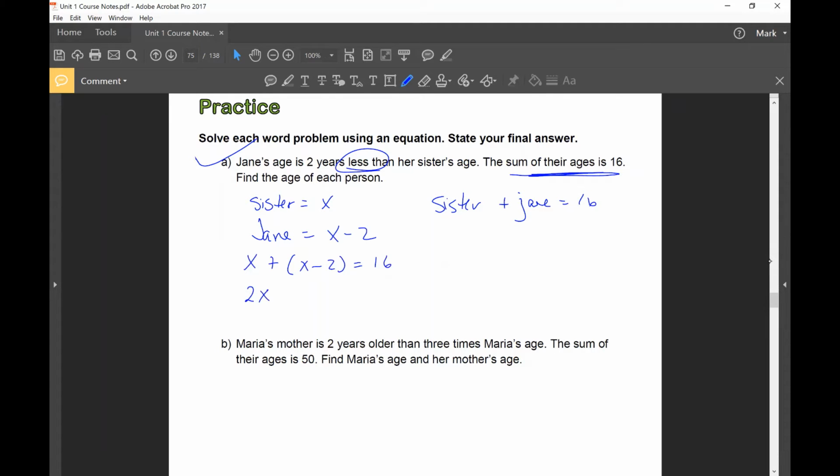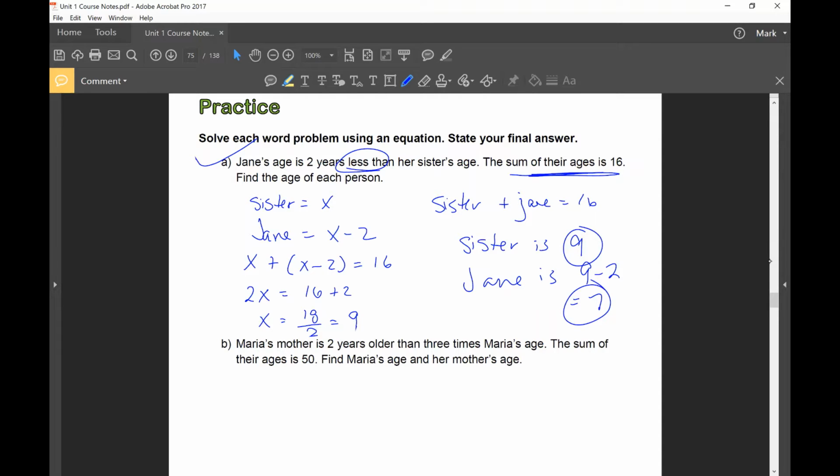I'm going to add the x's together and move the 2 over so it becomes positive. Then I'm going to take that 2 and move it to the other side, and it becomes 18 over 2, which is 9. So the sister is 9. Jane is 9 minus 2, or 7. Done. That's it. Sister is 9 years old. Jane is 7 years old.